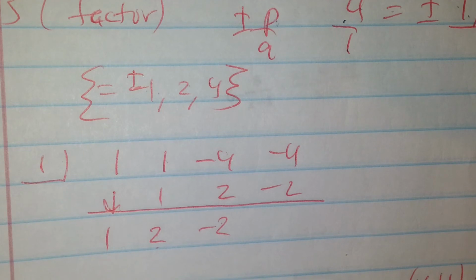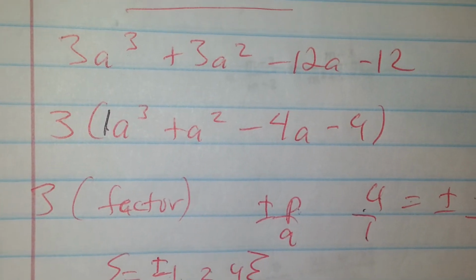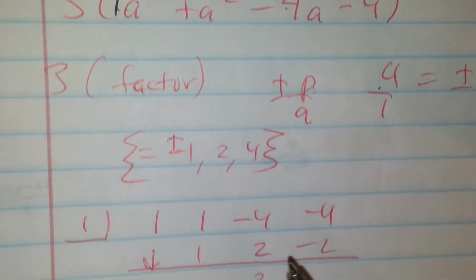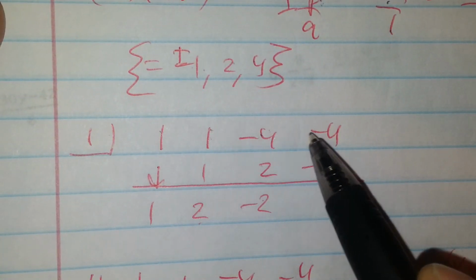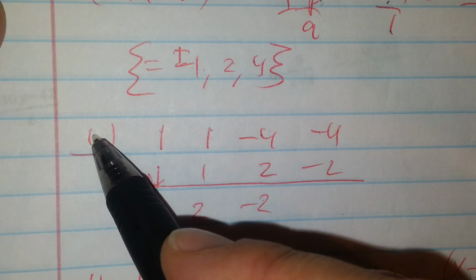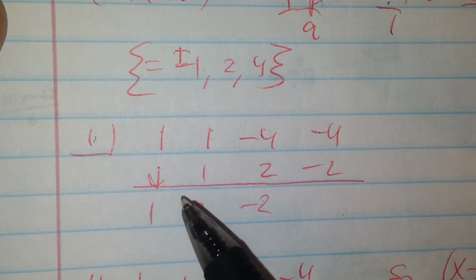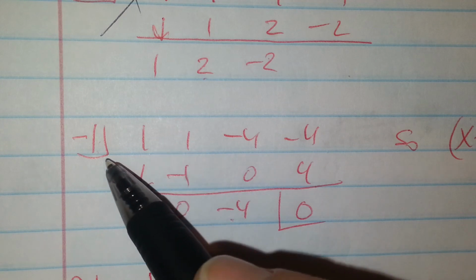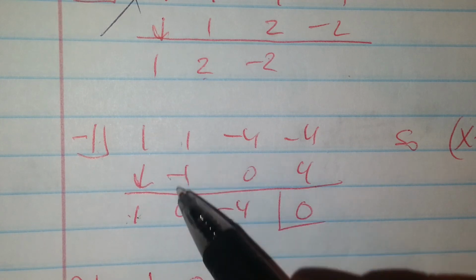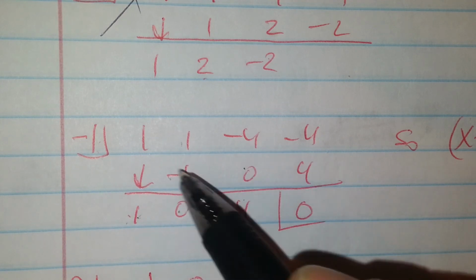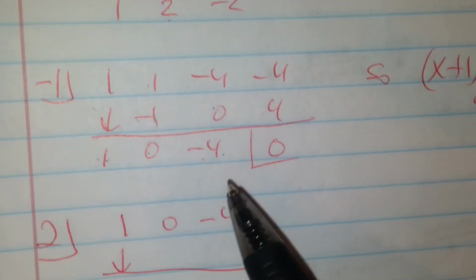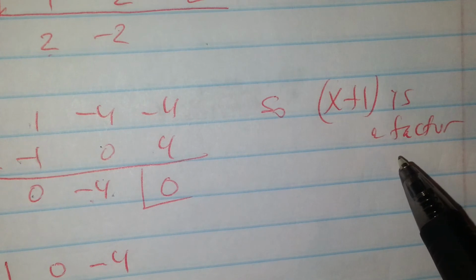And I start off with synthetic division. Okay, I've already divided out the 3, so I've got 1, 1, negative 4, negative 4. Let's see if 1 is a 0. It's not. I try negative 1. 1 times negative 1 is negative 1. 0, 0 combined, and negative 1 times negative 4 is 4. Bingo. That means what? x plus 1 is a factor.